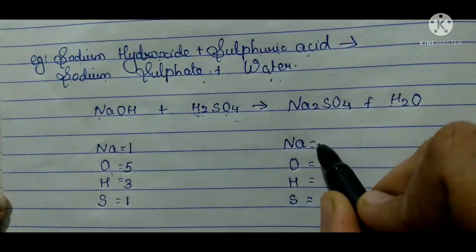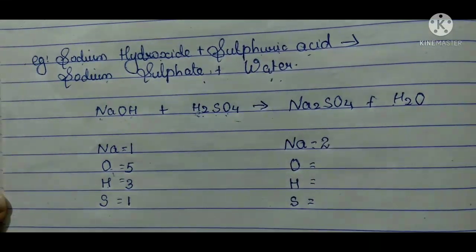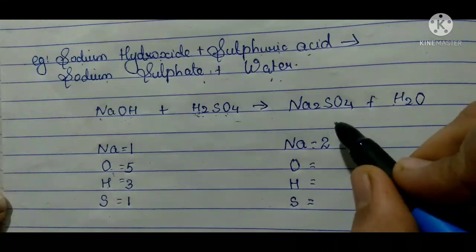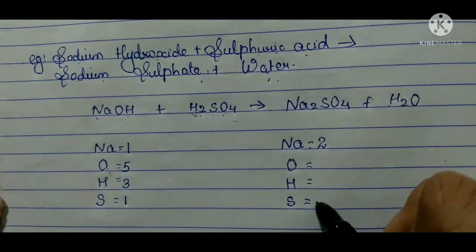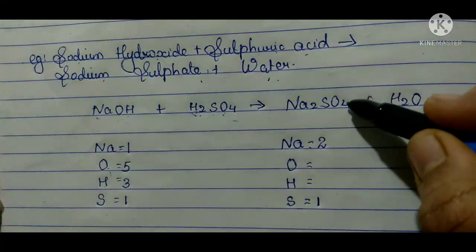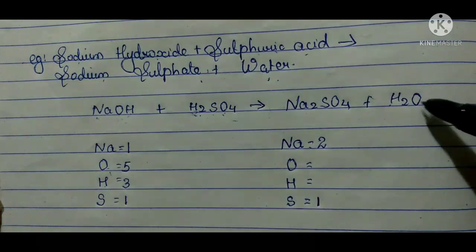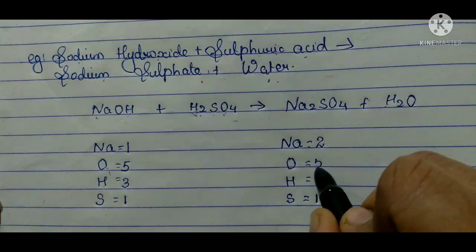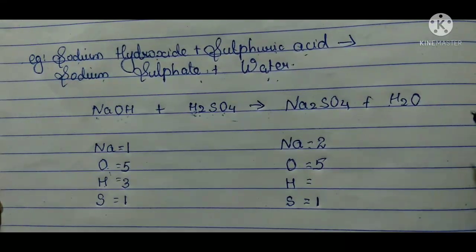Sodium. How many sodium can I find here? 2. Sulfur. How many sulfur? 1. So where is sulfur? Here. So I will write 1. Oxygen. 4, 1, 5. Oxygen is 5. Hydrogen 2.